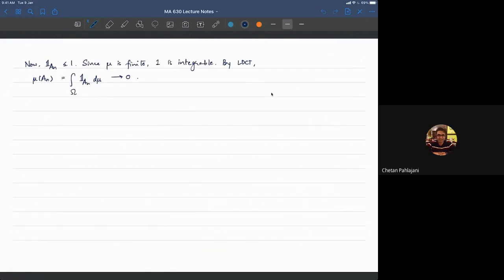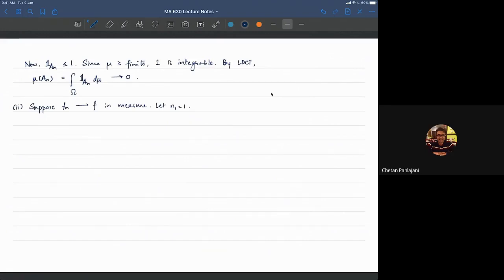All right, so now let's prove 2. 2 says that convergence in measure implies convergence almost everywhere along a subsequence. So let's prove this. Suppose fn converges to f in measure. Then what I'm going to do is let n1 be 1.